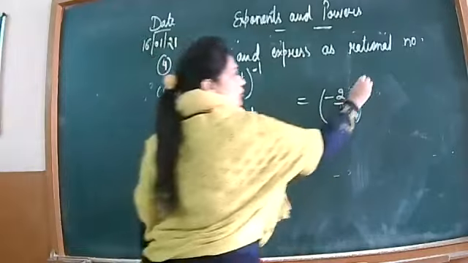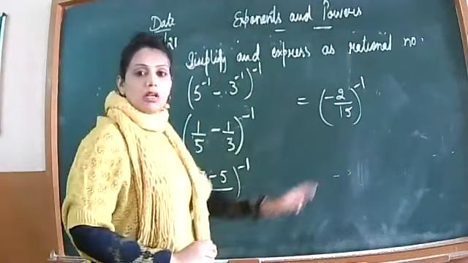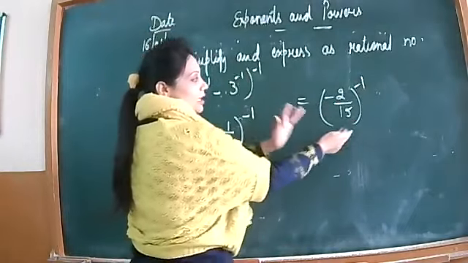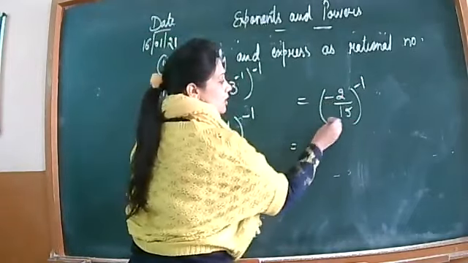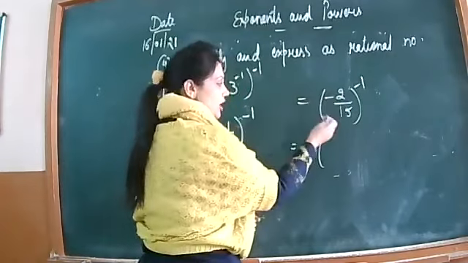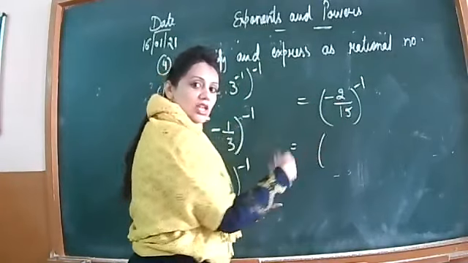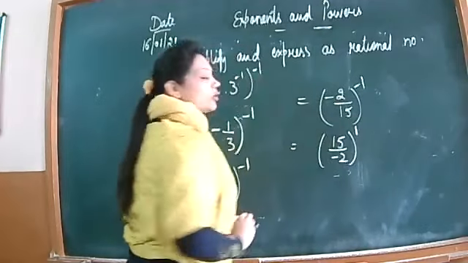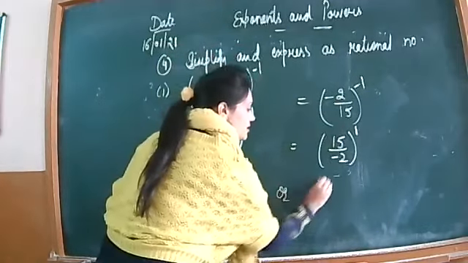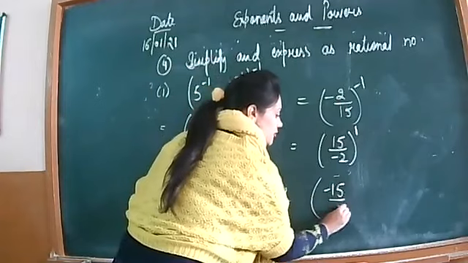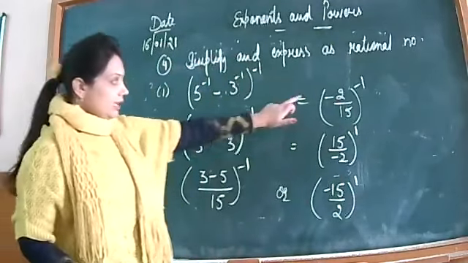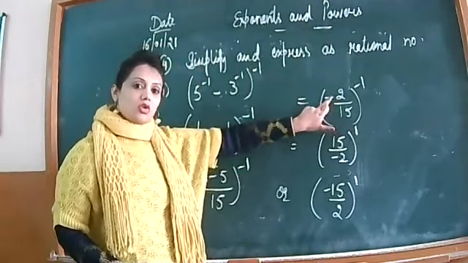Now we are having a negative power. How to make the power positive? What will we do? We take the reciprocal of the number. The negative sign is on top; you can either leave it on top or bring it down. 15 over minus 2, and the power becomes 1. Or you can also leave it as minus 15 by 2 power 1. Whether the negative sign is in the numerator is your wish.